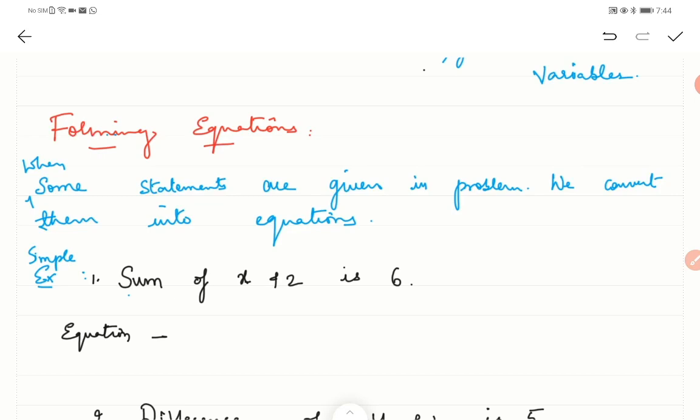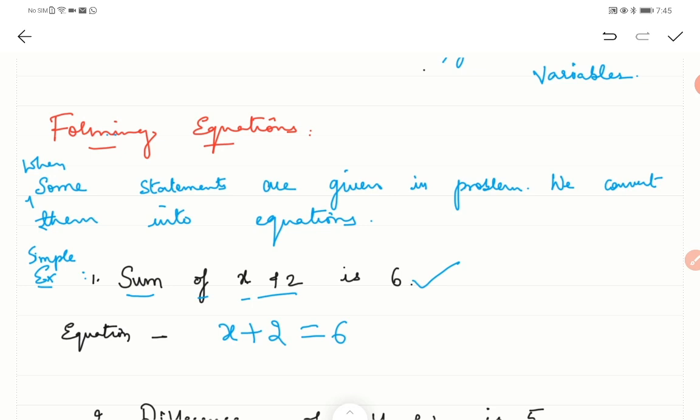That is, you call them variables. So you take that and form an equation. An equation will have some unknown variables, okay? So a statement something like this is given: sum of x and 2 is 6. What does this mean? That is x plus 2 is equal to 6. That is what it is saying in the statement, isn't it? Sum of x and 2 is 6.